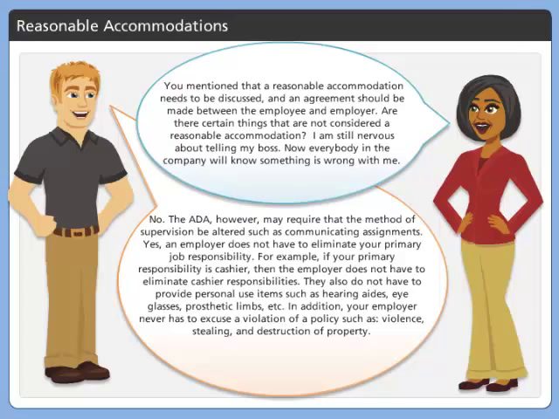In addition, your employer never has to excuse a violation of a policy such as violence, stealing, and destruction of property. I am still nervous about telling my boss. Now everybody in the company will know something's wrong with me.